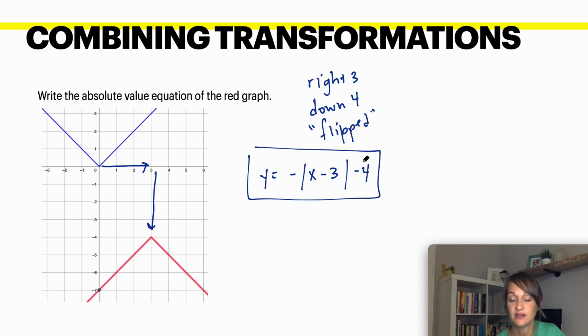Again, don't forget, the number on the outside goes up or down. It went down 4, so it's a minus 4. The inside moves left and right. It went to the right 3, so you do its opposite sign of a minus, and then it flipped, which is why it is a negative in the front.